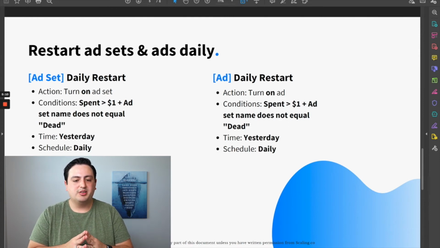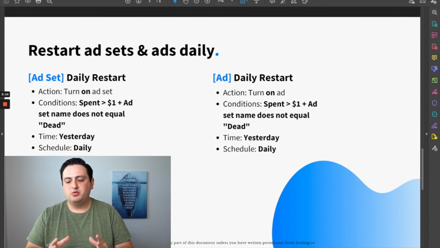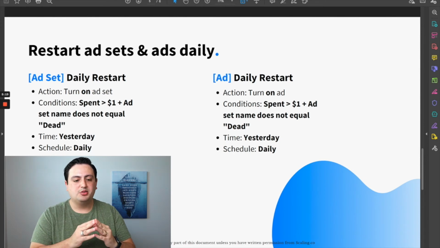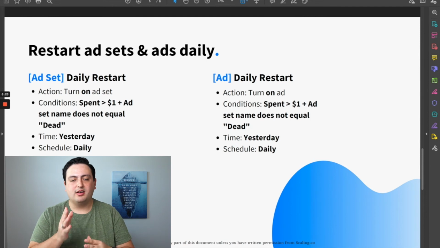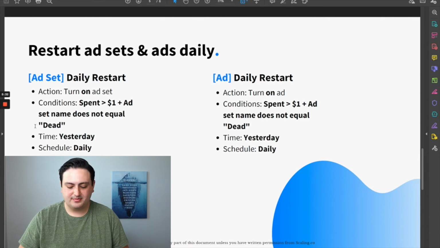And it's really important to have the ad set name does not equal dead. So if you don't want it to turn back on, you would just change the ad set name or the ad name to include the word dead, and then this wouldn't be turned back on at midnight. So if it's really underperforming for the last 4 days and you just want to kill it, just add the word dead to the name.